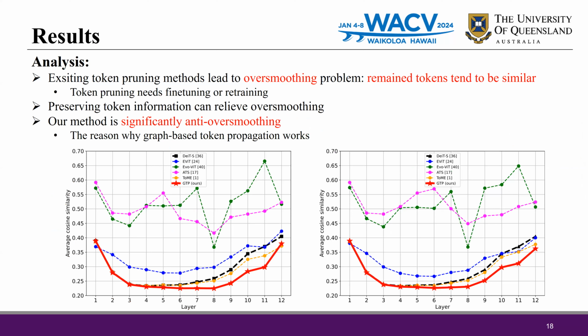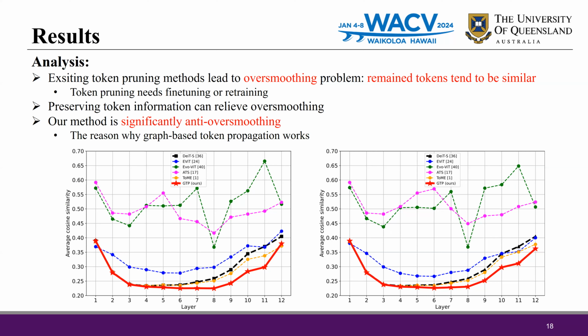Finally, we analyze the effectiveness of our method from the graph aspect. We noticed that existing token pruning methods lead to an over-smoothing problem, that their remaining tokens tend to be very similar to each other. As a result, the deeper layers of a ViT can hardly learn useful image features, and this is why they need to fine-tune the backbone after pruning. And we also find that preserving token information can relieve such an over-smoothing problem. In the figures below, our method is significantly anti-over-smoothing, which might be the reason why graph-based token propagation works.